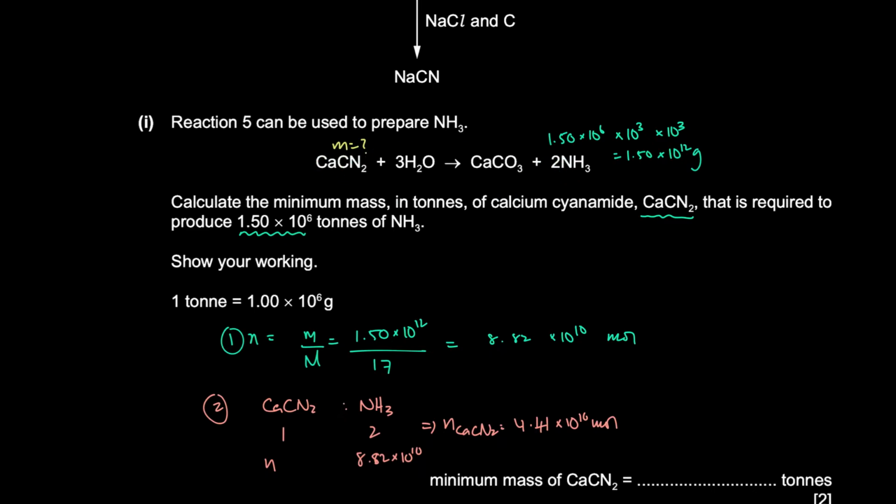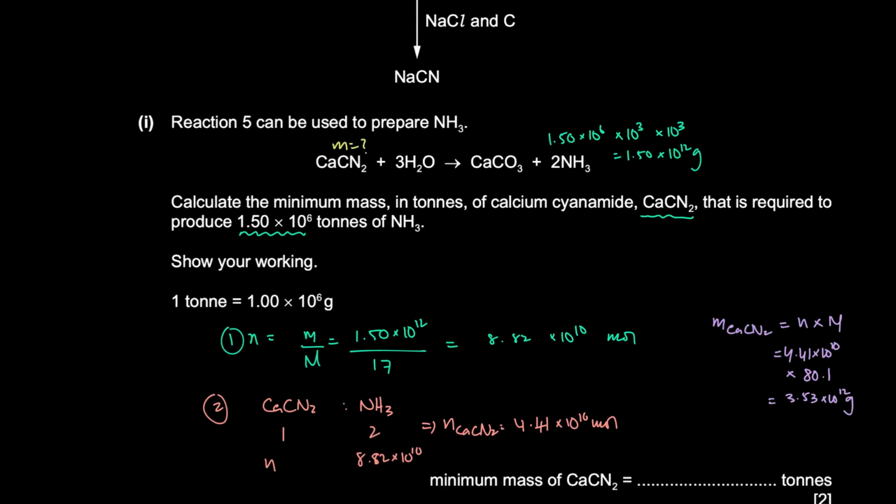So then I can figure out the mass. I can say the mass of CaCN2 is equal to the number of moles times the molar mass. The number of moles is 4.41 times 10 to the power of 10. And the molar mass over here is Ca, 40.1, plus carbon, that's 52.1, right? Plus 2 nitrogen, so that's 28 plus 52.1, so that's 80.1. Okay. So what's the mass over here? We get 3.53 times 10 to the power of 12 grams.